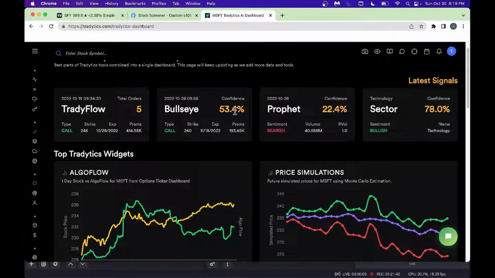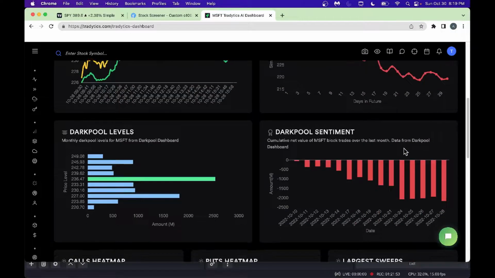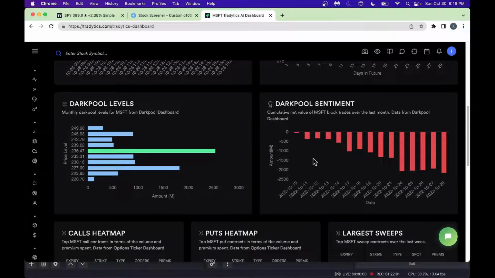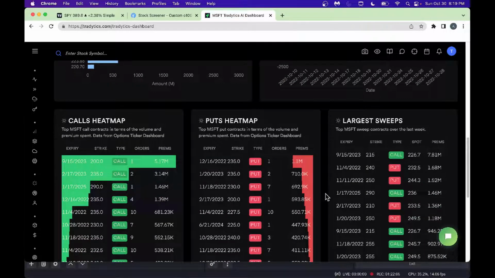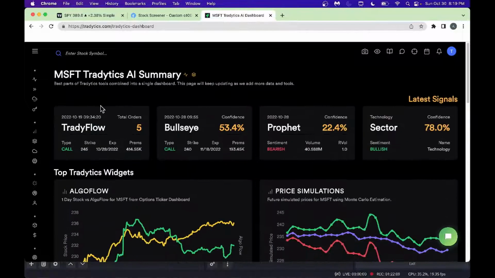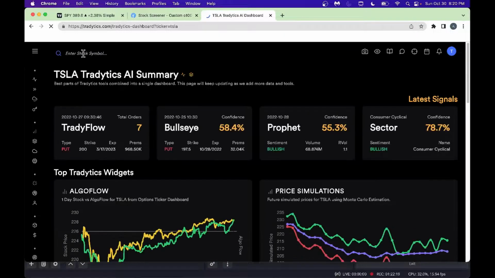Nice confidence level, and then there's a bearish sentiment here on Microsoft, and the technology sector itself is bullish. You could look at this here. They also give you dark pool prints here at 236. There is a nice support level here, a nice dark pool print, and dark pool sentiment is getting negative, as you can see here. And there's a good heat map, as you can see here, all for Microsoft. Of course, you could change this from Microsoft to Tesla just by typing Tesla. This is where the artificial intelligence, or the algo flow, as we say, shines through this platform.